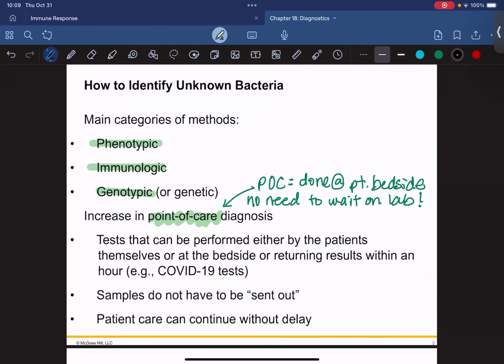What I will say is that there's 3 categories that we have to put everything in. Well, there's 4 technically, because there's an other as well, but that's like imaging and things like that. So the random ones. But our diagnostic tests that we're going to be learning about are either going to be phenotypic, immunologic, or genotypic. So they have to fall within one of those 3 categories.